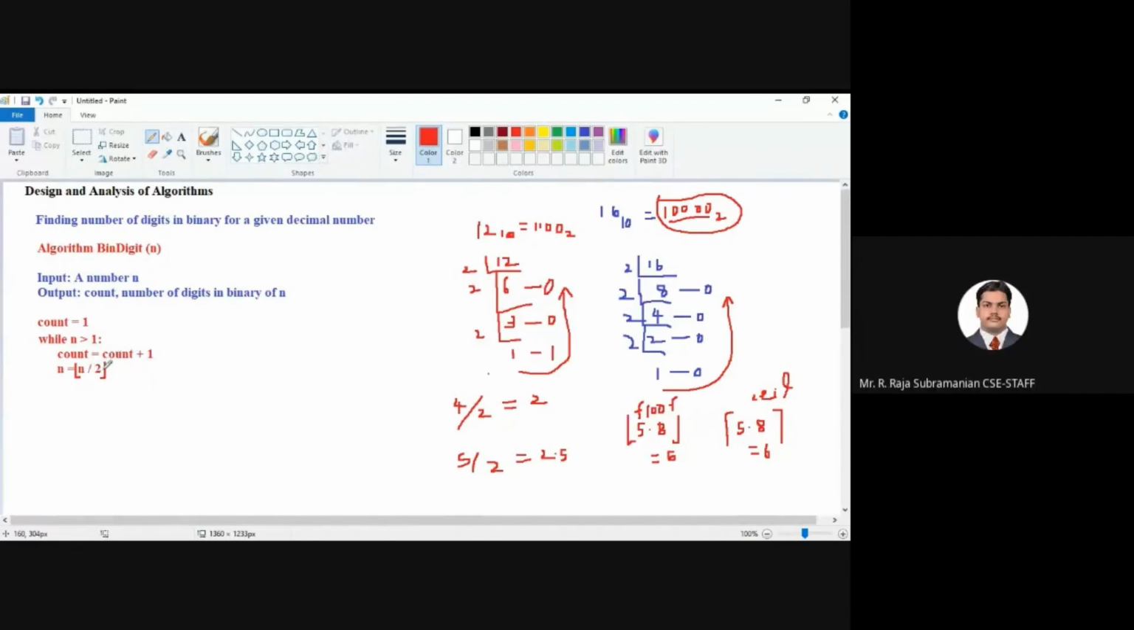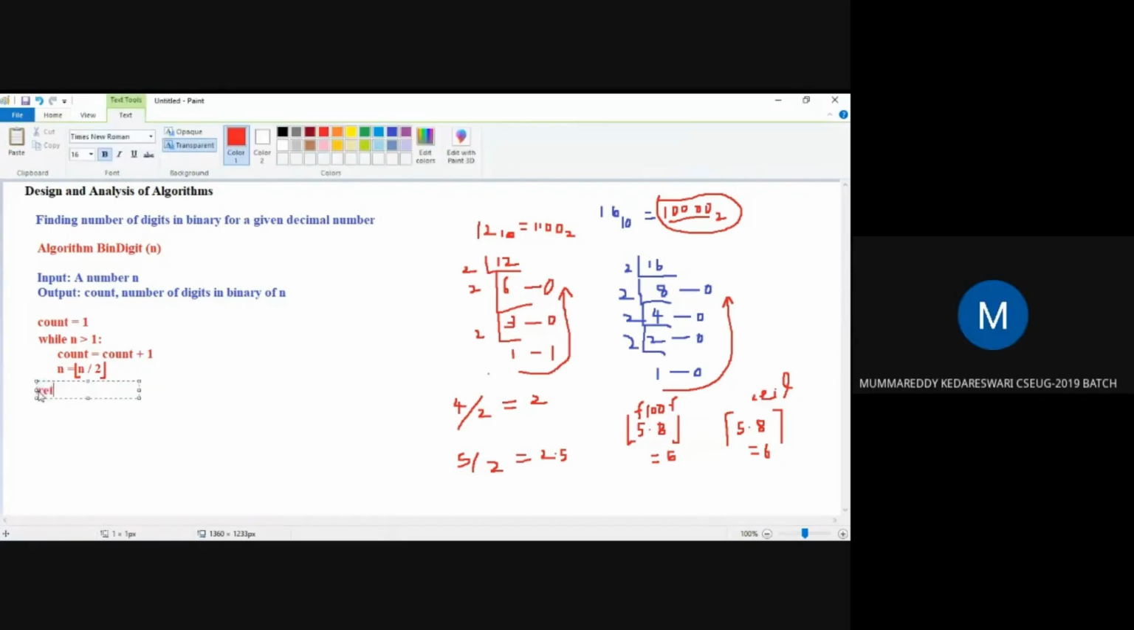3 divided by 2. What will we write here? 3 by 2 is 1.5. But I am taking the floor, so 1.5 becomes 1. So again go to the while, 1 greater than 1. What is the result? 1 greater than 1 is false. So when 1 greater than 1 is false, I'll come out and then I will return the count.